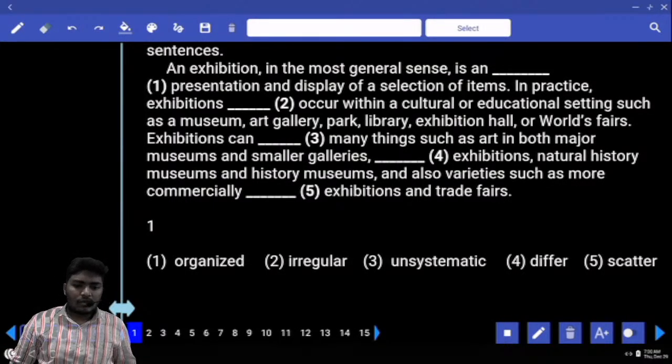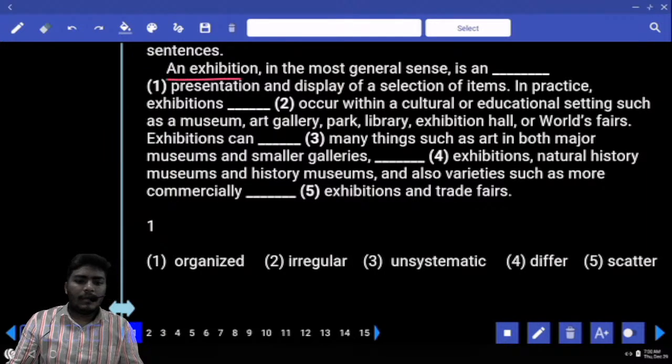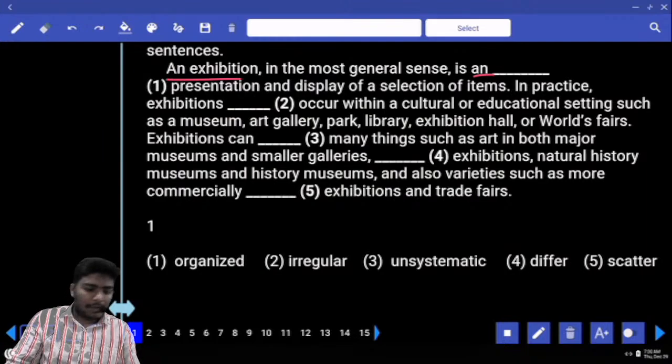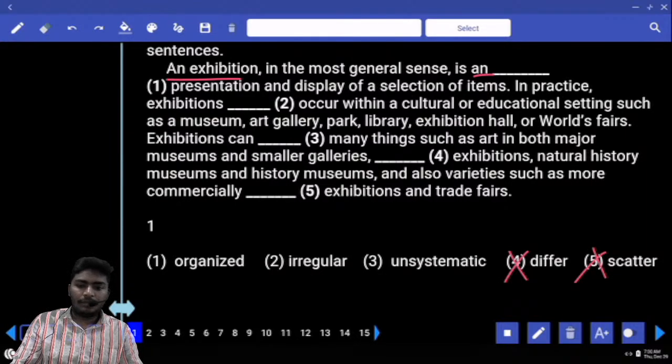Look at first section, first question, close test. We are speaking about an exhibition. An exhibition in most general sense is an... The blank before that, it is given as "an". Can we eliminate any options based on "an"? Differ and scatter. Eliminate that too because they are starting with consonant and "an" is used with vowel.